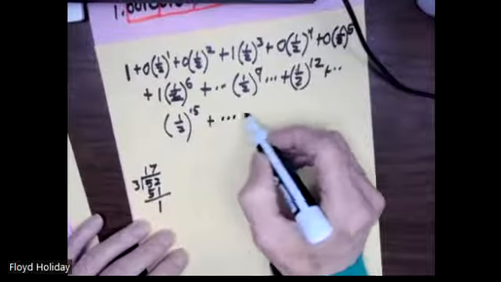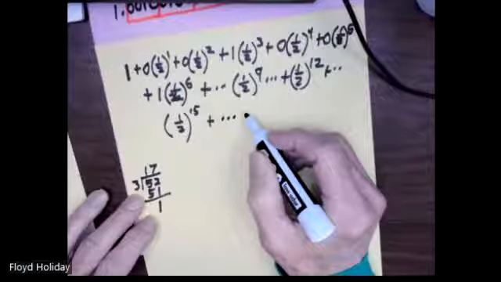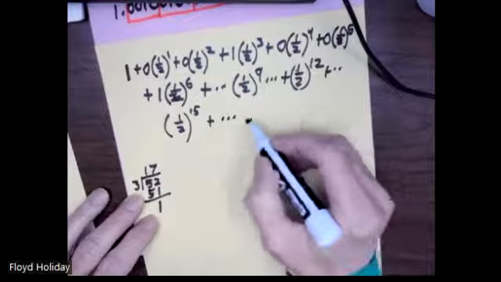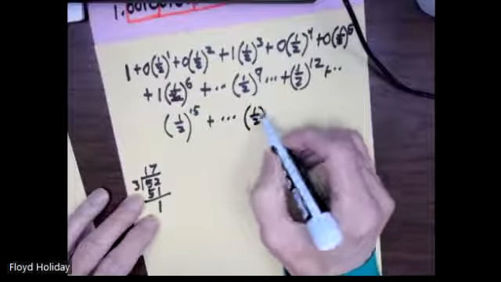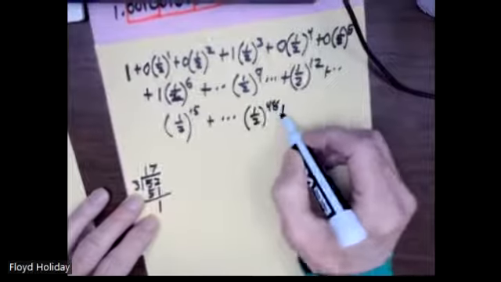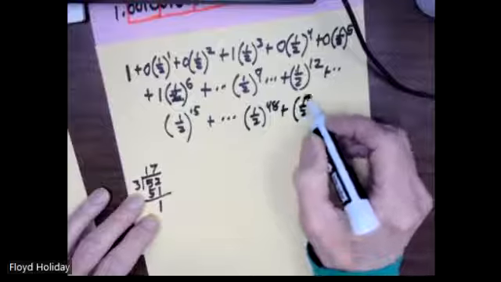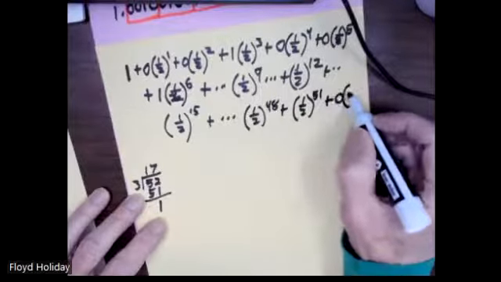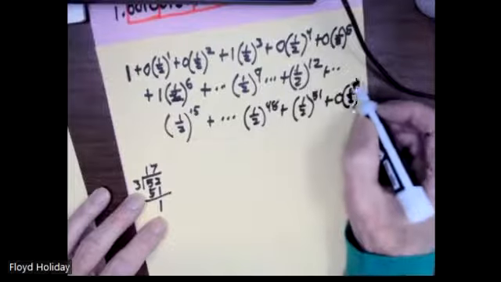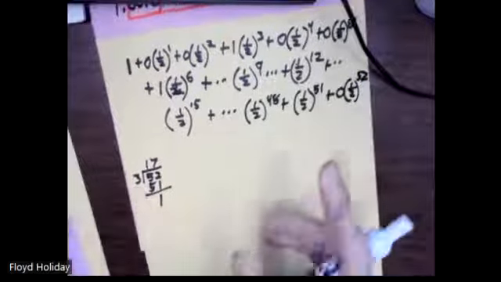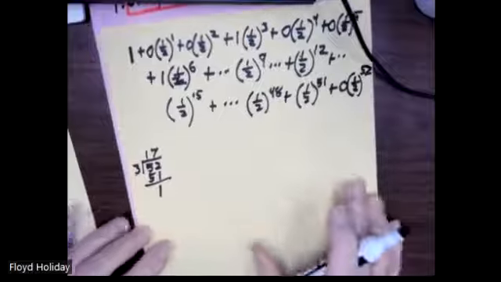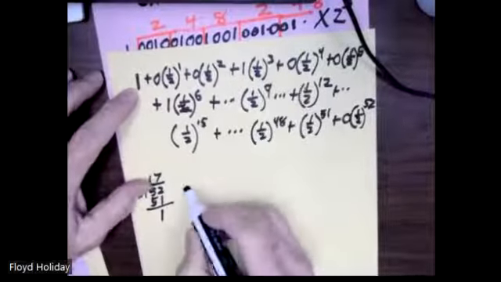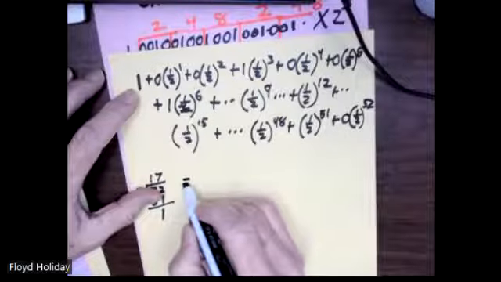So it keeps on going. Let me get it right. There'll be 1/2 to the 48 plus 1/2 to the 51. There's one out here, but it's a 0, 1/2 to the 52. Okay, so what I have is a whole collection of multiples of 3.